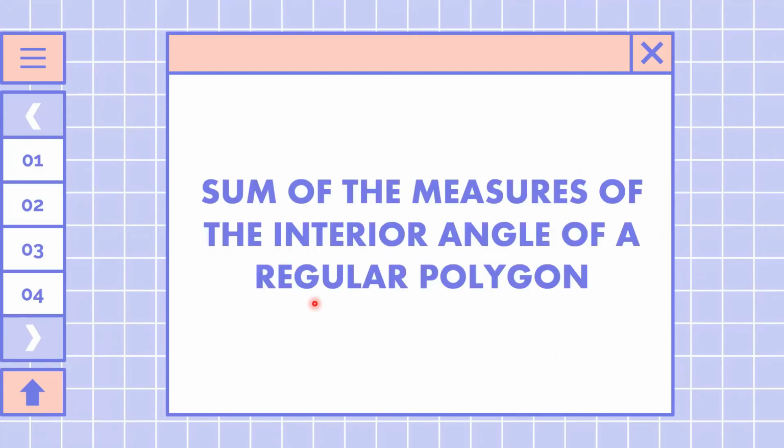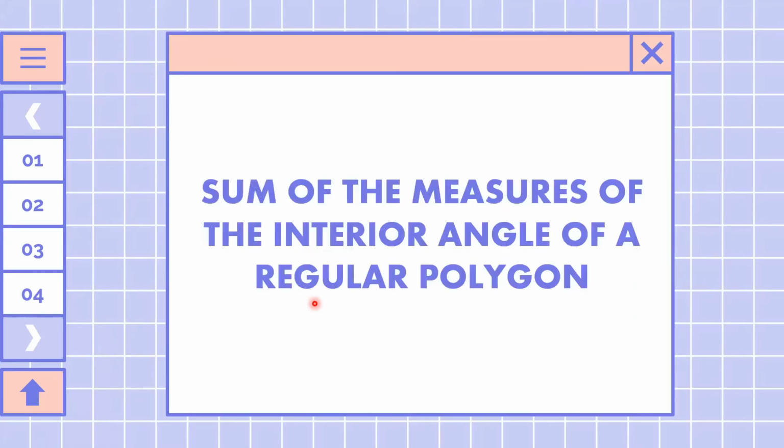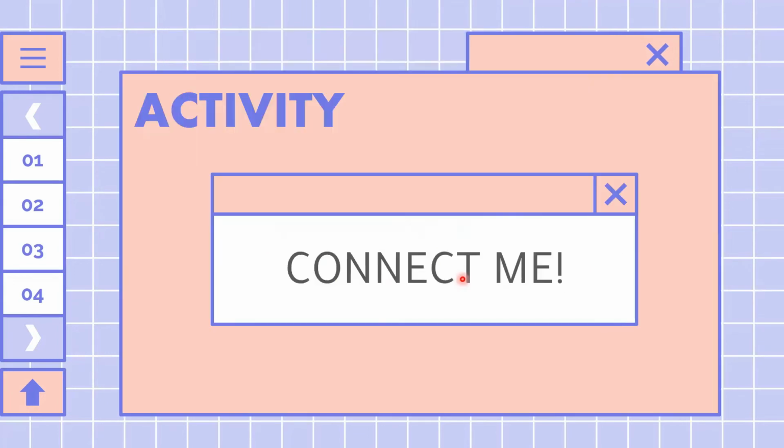Measures of the interior angle of a regular polygon. So now, let's try this activity. So, atong topic na is measure of the interior angle of a regular polygon. When we talk about interior, mao ni ang mga angle nga naa sa sulod sa atuang polygon. Pag exterior, mao to ang mga angle nga naa sa gawas sa atuang polygon. So karon atong buhaton is pangitaon na to ang sum sa measure sa interior angle sa atuang regular polygon.